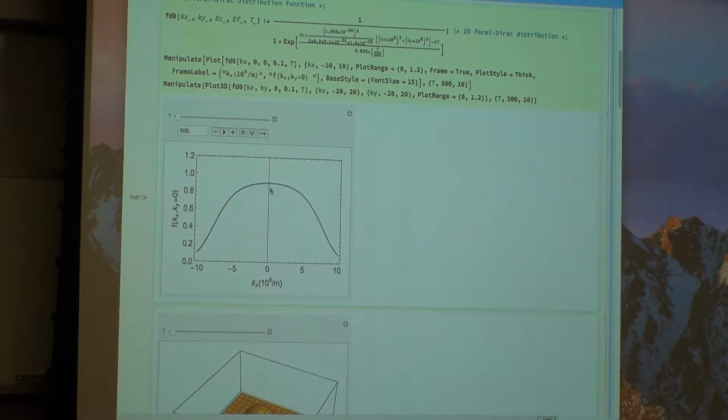Very importantly, it's symmetric, right? And then obviously as you lower the temperature, it becomes more and more like a step function. That's the nature of a Fermi-Dirac distribution, and I think it's very important to appreciate that this is very much due to the Pauli exclusion principle. All this stuff is because of the Pauli exclusion principle. So this is not what happens for classical particles.